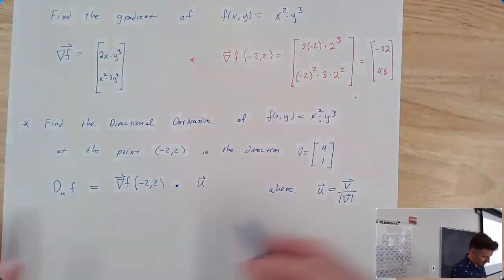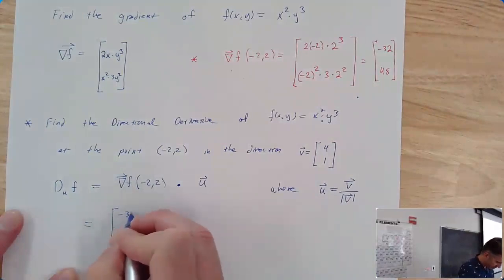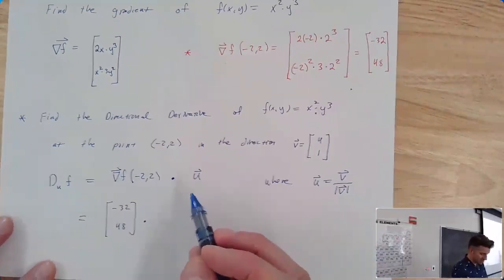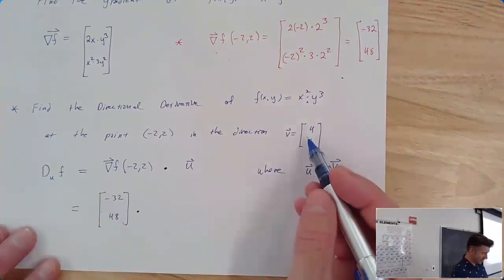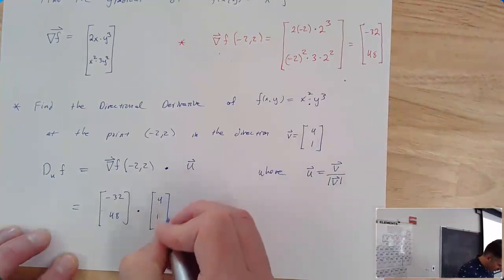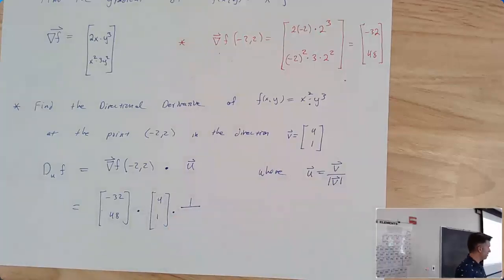So then I would just go straight ahead and say, great, I'm going to get -32, 48 dotted with the unit vector u. Calculating u is really straightforward. Just take your v, which you've already got, and divide by the magnitude of that vector. What's the magnitude? The square root of 17.